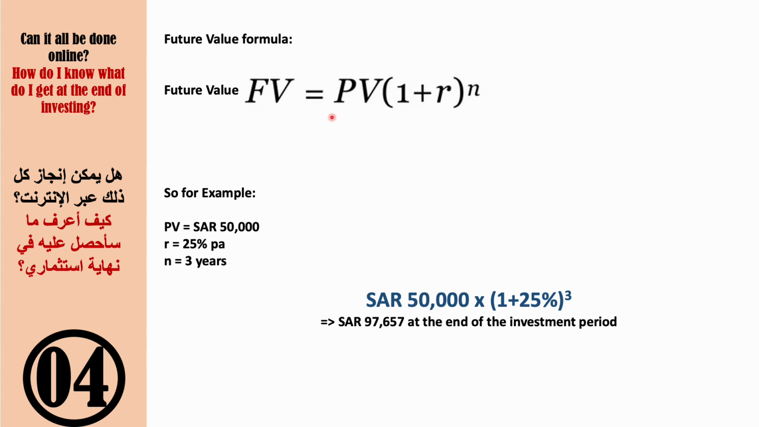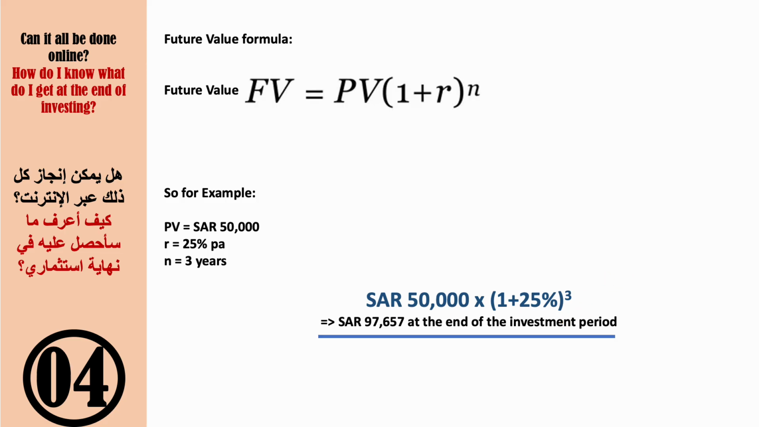So just plug the numbers into the calculator. It's very easy, and it gives you 97,657 reals. You're going to end up with that in 3 years' time if you started with 50,000 reals, invested at 25% per year for 3 years.